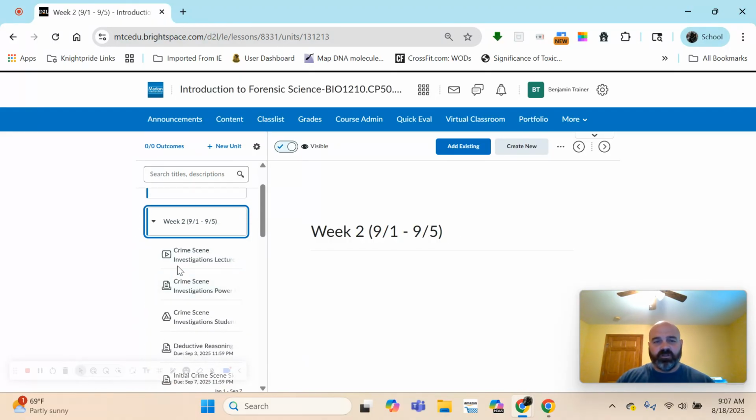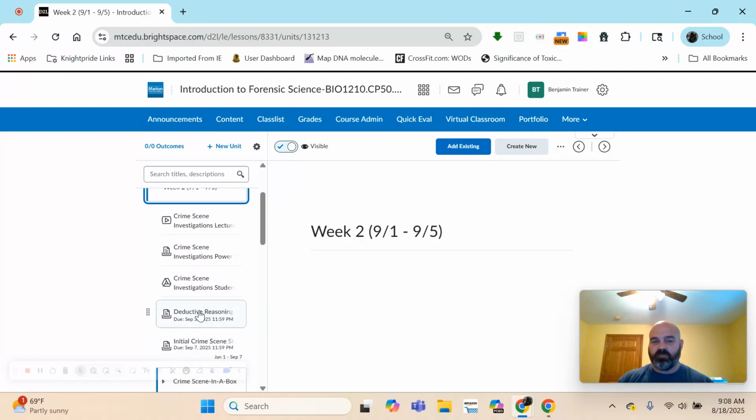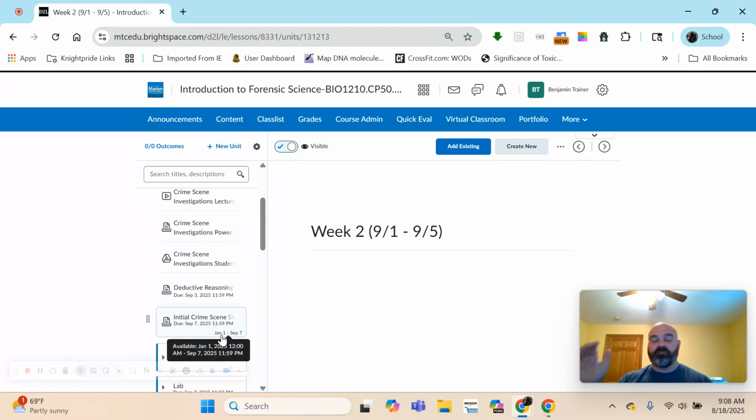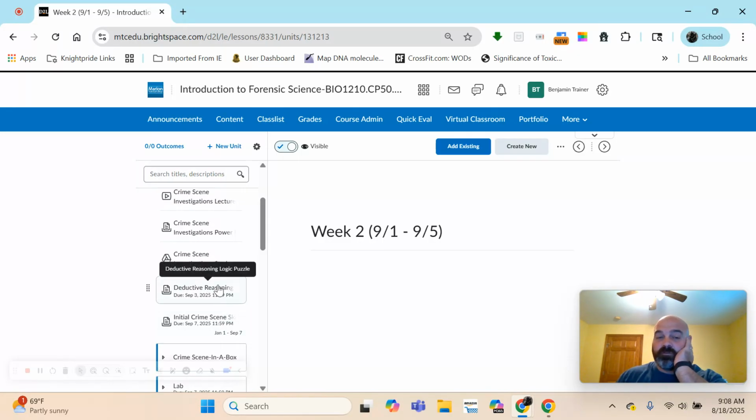Week two, you'll notice we've got our notes, the lecture, the PowerPoint presentation, and then the note packet. I have set up each week the exact same. As long as there's new notes, I've set it up in a similar type of fashion. So this is your logic puzzle. That's an assignment, and you'll notice it's due September 3rd. And then your initial crime scene sketch, due September 7th. It started on January 1st; ignore that part, that's unimportant to you. But you can see when each of these things are due, and I'll adjust these accordingly as we go through.